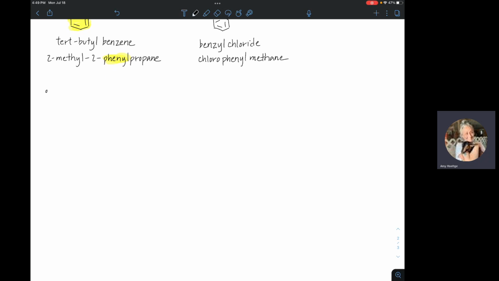What else can we think about here? If you've got 2 substituents, so if your ring has 2 groups, instead of saying the number of the carbon, we can use the prefix ortho, meta, or para to indicate position relative to each other on the ring. So don't try to do this if you have more than 2 groups.